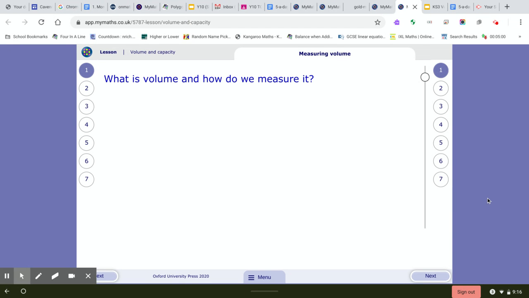Okay, hello there. Today we're going to start looking at volume of shapes. Last week we looked at 2D shapes and we were getting the area of them, so when they've got two dimensions like a length and a width. But now there's going to be a third dimension to make it a 3D shape, so it could be a length, a width, and a height.